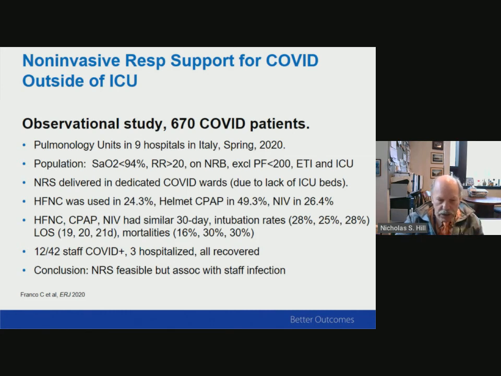Basically, there was not any significant difference between them in terms of intubation rates, length of stay, or mortalities, although the high flow was associated with numerically less intubation and fewer mortalities, although it wasn't statistically significantly different. About a quarter of the staff was infected here, and they concluded that non-invasive respiratory support is feasible.